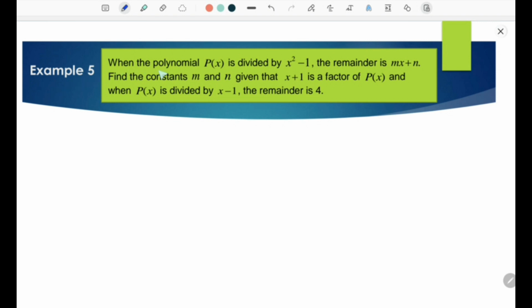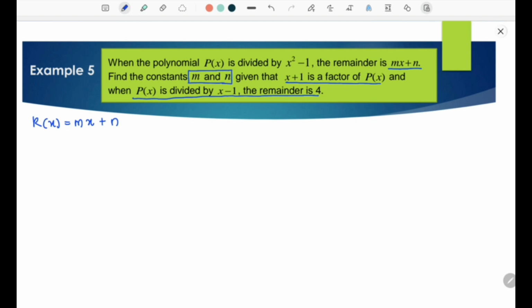Example 5. When the polynomial p(x) is divided by x squared minus 1, the remainder is mx plus n, which is we have R(x) equal to mx plus n. Find the constants m and n. Given that x plus 1 is a factor of p(x), and when p(x) is divided by x minus 1, the remainder is 4. Now the question asks you to find the constants m and n.